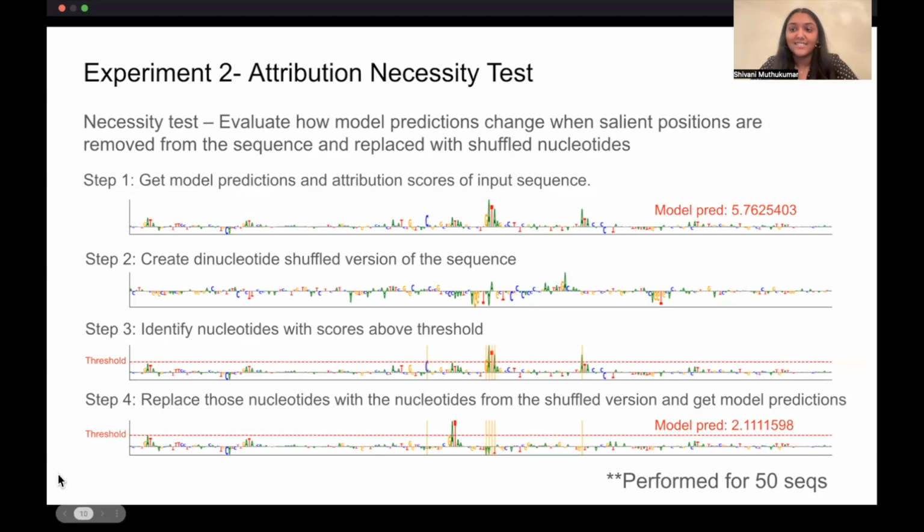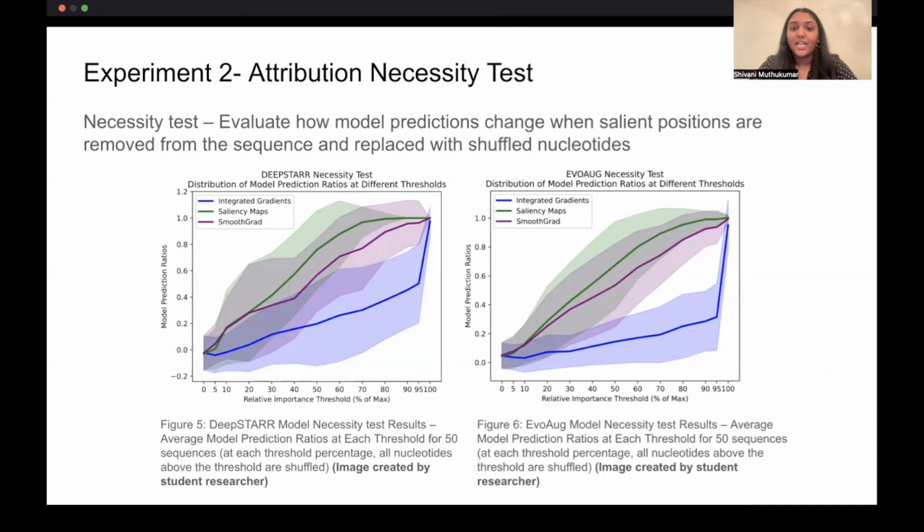The question that this test is asking is, are the nucleotides highlighted as important by the attribution methods truly important and truly necessary for the model to have high predictions? And if they are, it means that that method does accurately differentiate between the important versus non-important nucleotides. The way that I quantified the change in model predictions is by calculating the model prediction ratio, which basically represents the model prediction of the modified sequence over the model prediction of the original sequence.